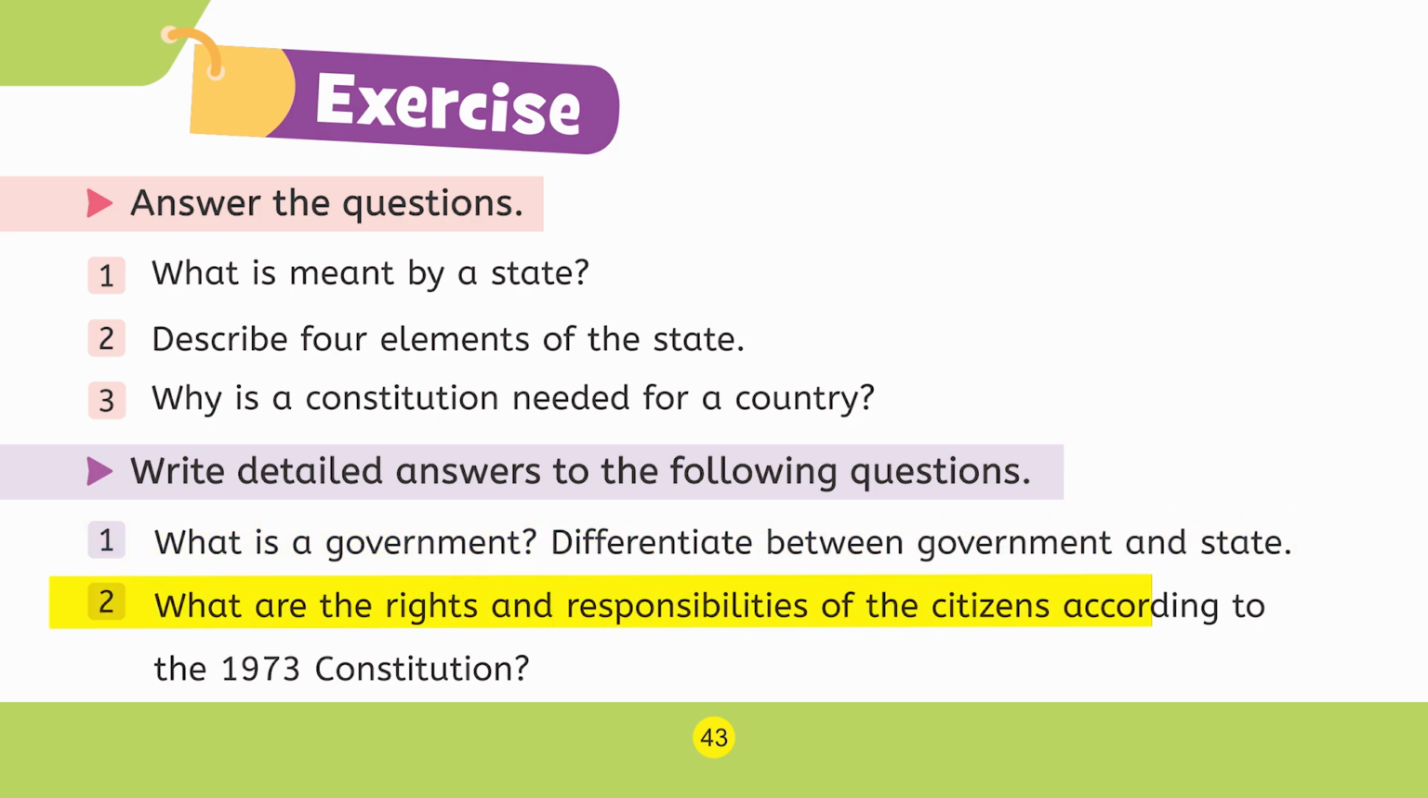The next is, what are the rights and responsibilities of the citizens according to the 1973 Constitution? Rights and responsibilities of the citizen. Rights of a citizen: everyone has the right to live, be free and feel safe. Everyone has the right to vote. Everyone can follow their religion and believe what they want. Everyone has the right to share what they think. Everyone should be treated equally and fairly.